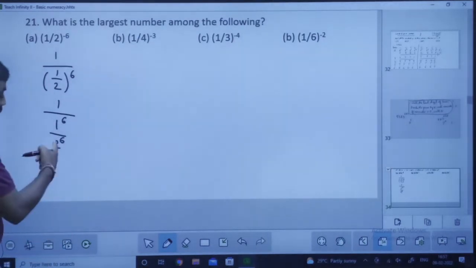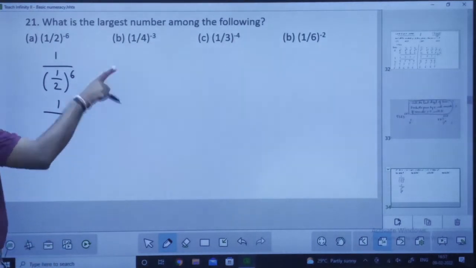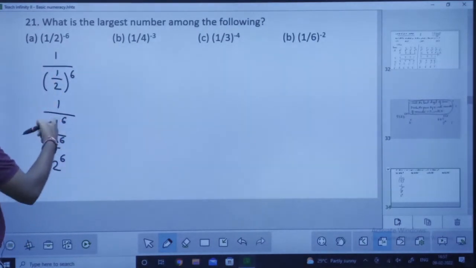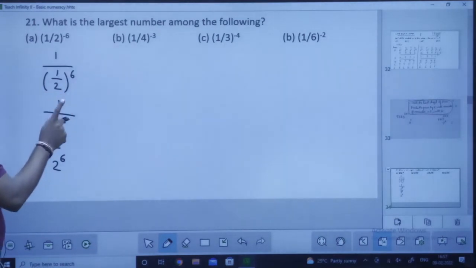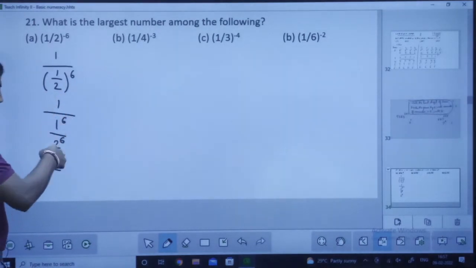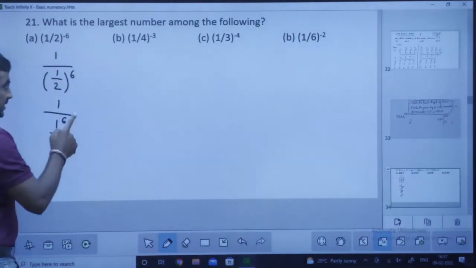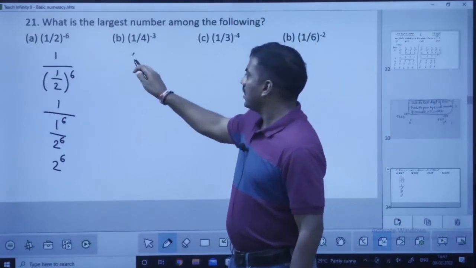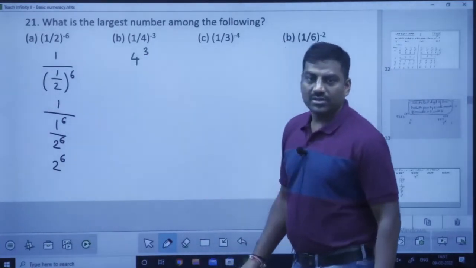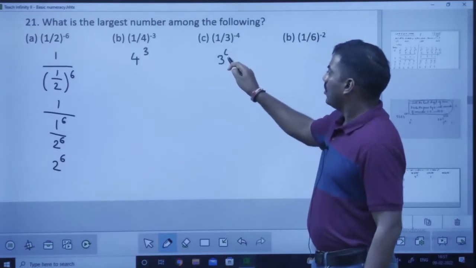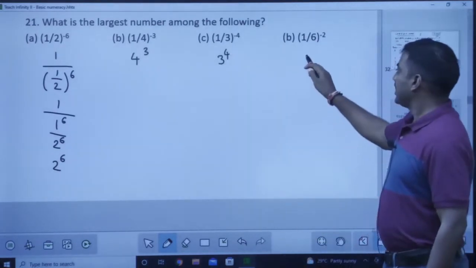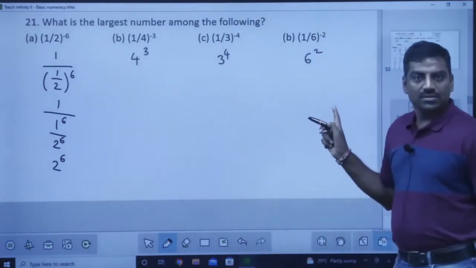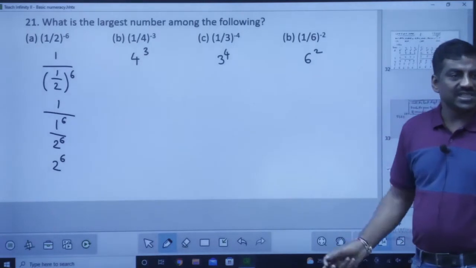Correct? Now, denominator of denominator will go to numerator. So this is 2 to the power of 6. 1 to the power of 6 doesn't have value, discard it. Okay, 2 to the power of 6. So this can be written like this. Similarly, write these things straight away: 2 to the power of 6 here, 4 to the power of 3, 3 to the power of 4, 6 to the power of 2. You should do this step for all of these. Only the numbers are changing.